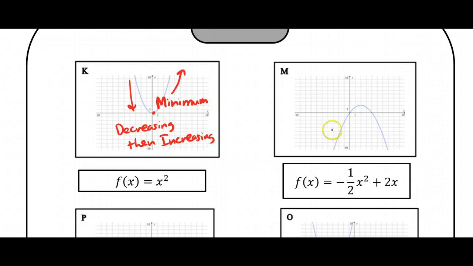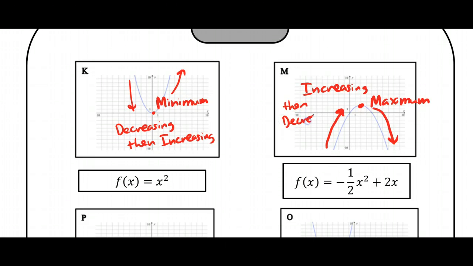Your next graph here does the opposite. It increases first from left to right. So as we move this way, we're increasing. Then we get to this point right here, which is the maximum point on the graph because it's the highest point. And then once we pass that point, we start decreasing again. So this would be increasing, then decreasing.